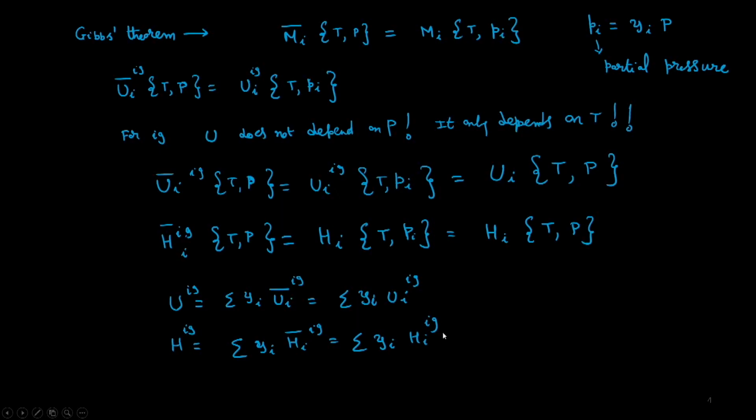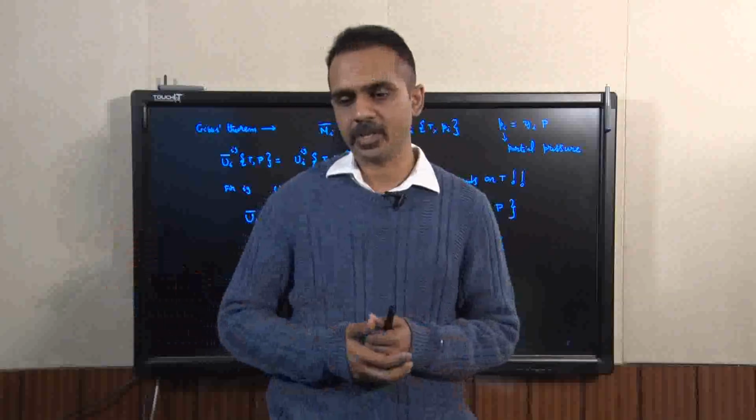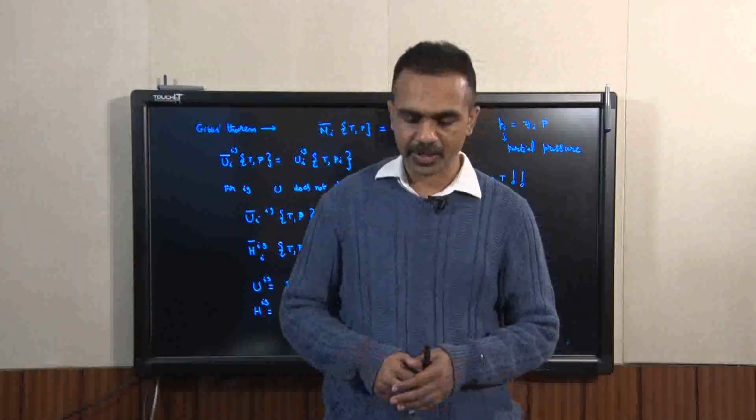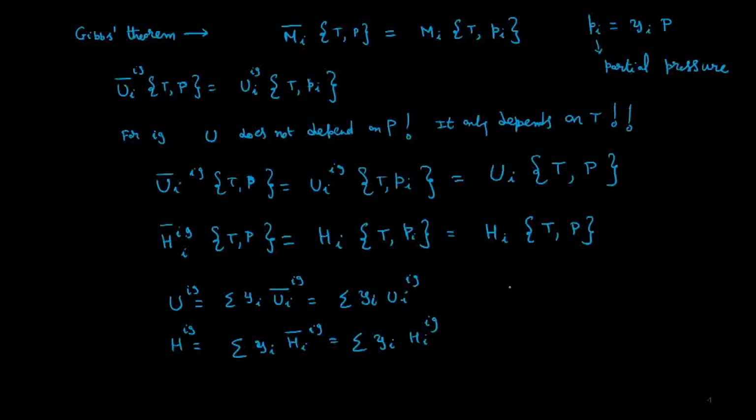So for an ideal gas, all we need to estimate the property of the mixture is the pure component properties at the same temperature and pressure. As long as I have that information, I can directly calculate what the enthalpy and internal energy for the mixture are. I do not need any additional information.